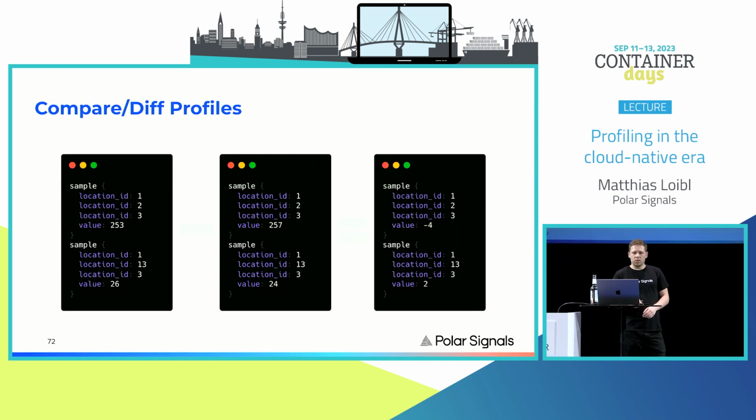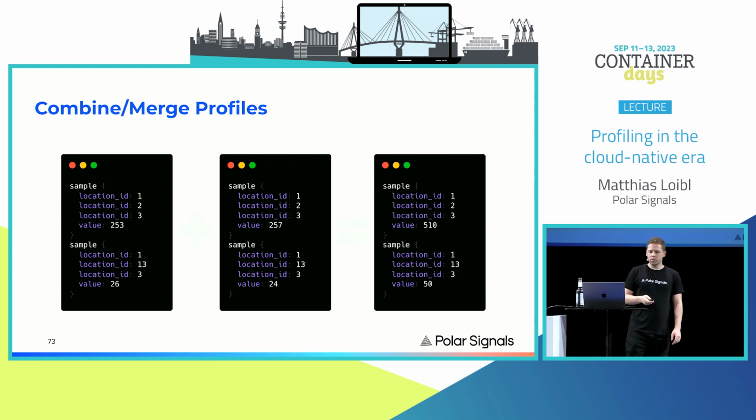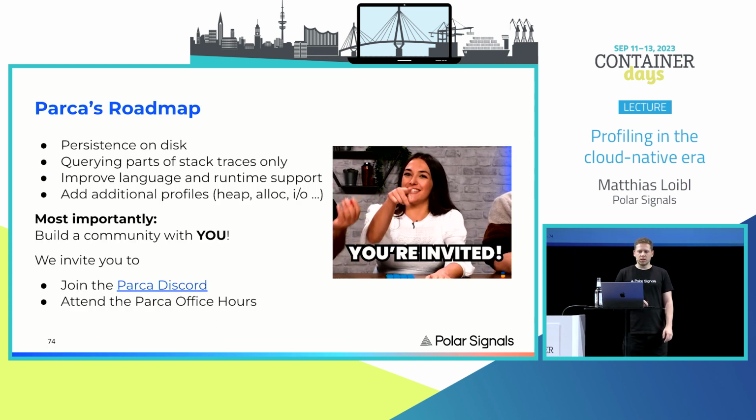And yeah, we then take all of those profiles. I didn't show you diffing, but merging, for example, works like this: we take all of these individual profiles and we put the values together. And in the end, we see, okay, this specific stack trace has been seen 500 times and the other one 50 times, right? And that is basically it for Parca.